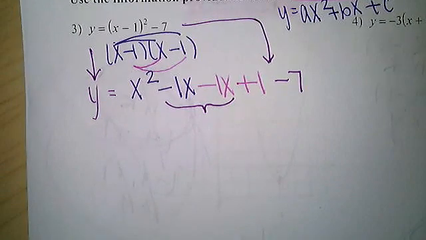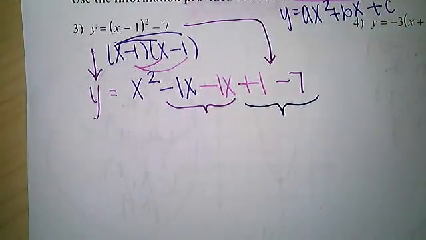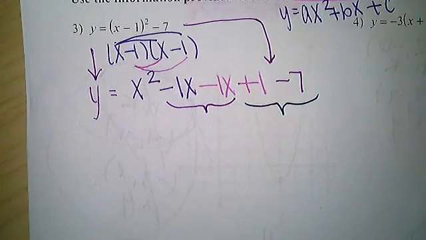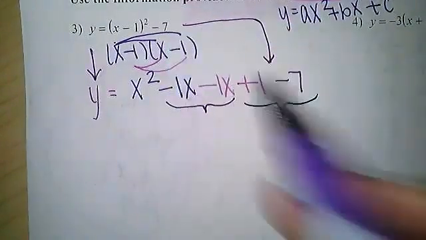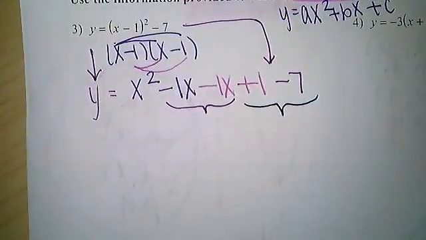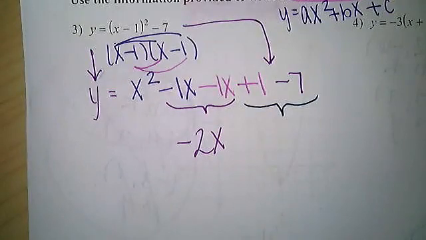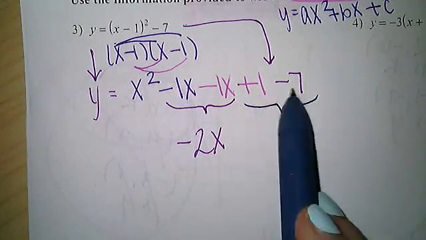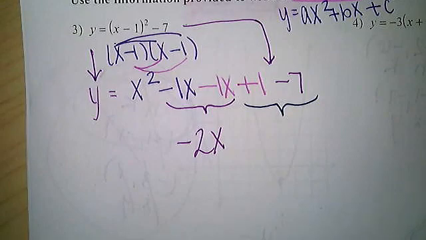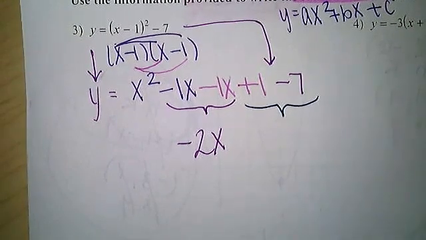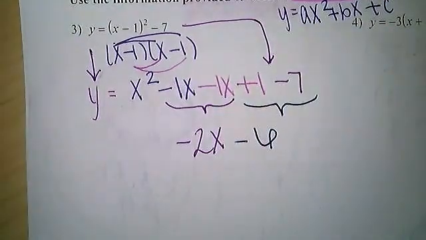All right, so if I combine the negative 1x and the negative 1x, this is where you're adding. So this is that part that you were doing earlier. So what's a negative 1x and a negative 1x? If I owe you $1 and then I borrow another $1 from you, I'm in debt $2. Very good. And what's a +1 and a -7? Perfect. Good.